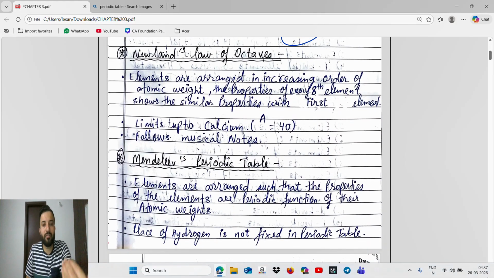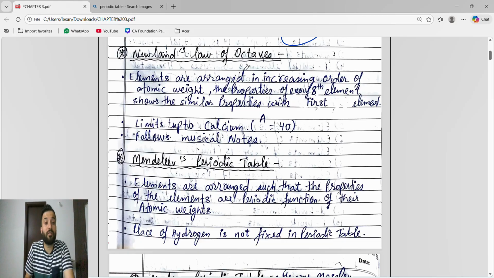After that, Newlands' law of octaves came. Dobereiner's law of triads gave this much of the concept, but it was not applicable for higher elements. Still we have to study it. Then Newlands' law of octaves came. Newlands said, hey, Dobereiner's law of triads doesn't know anything.